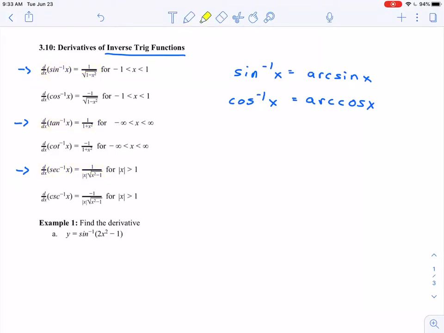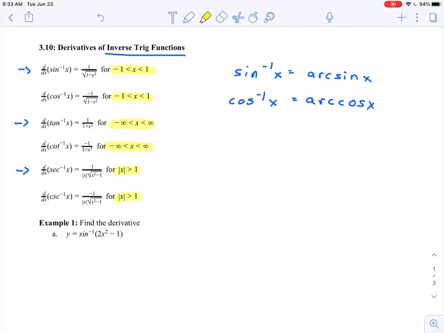One other thing I'll mention is over here we have the domain of all of these functions. For sine inverse of x and cosine inverse of x, we have a domain of -1 to +1. That's because it only accepts x values between -1 and +1. Tangent inverse of x and cotangent inverse of x are a little bit nicer because they have domains of -infinity to +infinity. And for secant inverse of x and cosecant inverse of x, our domain is absolute value of x must be greater than 1.